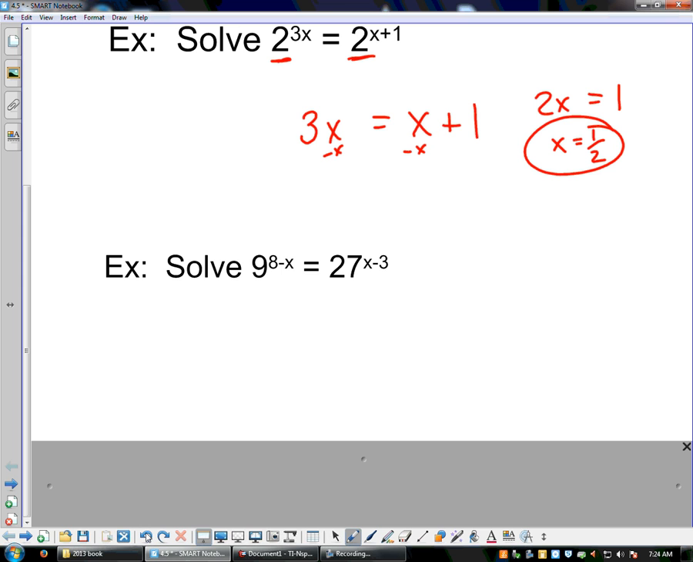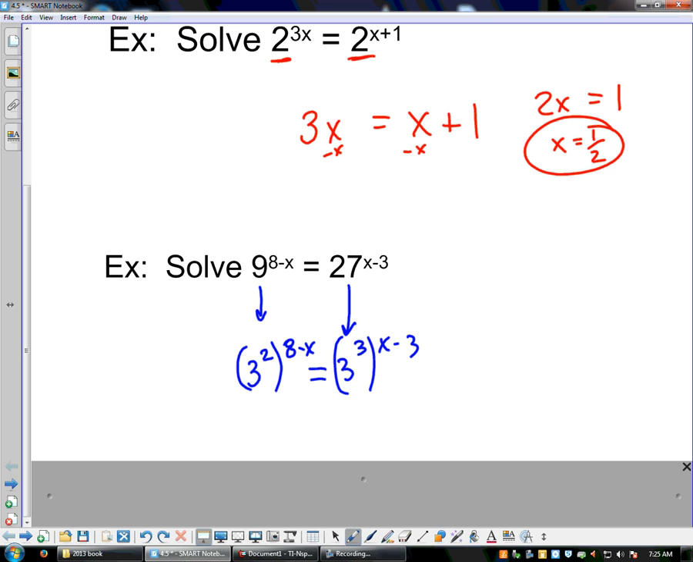If we're solving for x and we want to get the bases equal, notice that 9 could be written as 3 squared and 27 is the same as 3 cubed. So we really can write both of those with the same base. This would be 3 squared getting raised to the 8 minus x equaling 3 cubed raised to the x minus 3. Now we would need to distribute the 2, because we're multiplying. Remember, when you're raising a power to a power, you multiply the exponents.